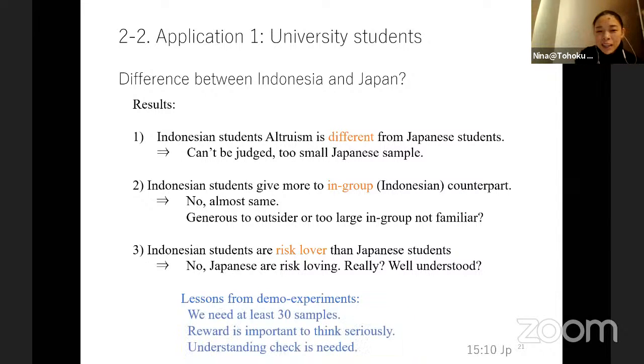So from this, I have some lessons from this demo experiment. We need at least 30 samples from the Japanese side, and reward is important to make them think seriously. In this case, the demo, this loss or benefit has no relation, just simulation, so they might not think seriously. Reward is important. And whether they understood well or not, I couldn't check this time, but in a real field experiment, we usually check the understanding level. So this is very important.